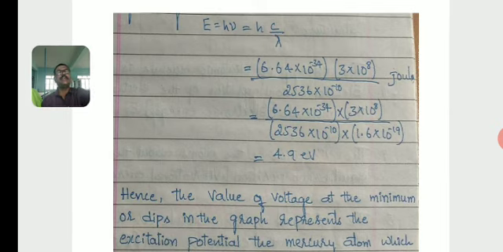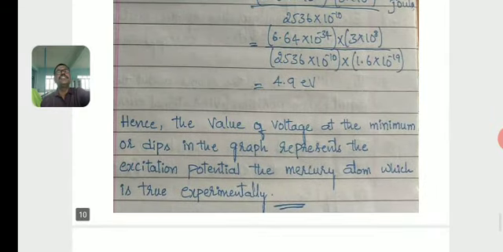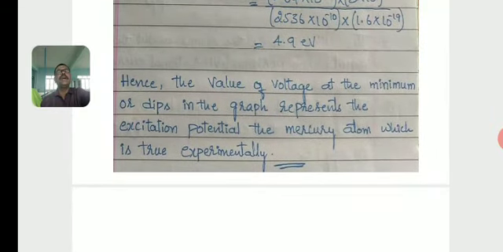Of the mercury atom, which is true experimentally. That means this is the procedure for the determination of excitation and ionization potentials, the so-called critical potentials, by using the Franck-Hertz experiment.